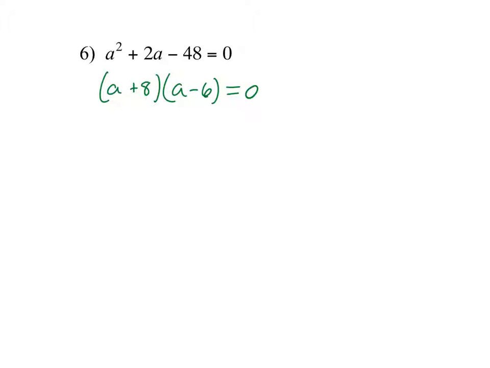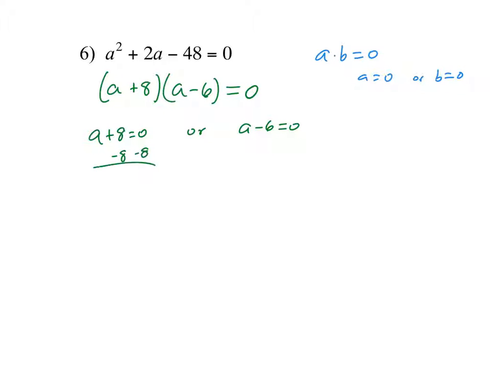Okay, two numbers here multiply and give you 48. You know that they have to be different signs because it's negative. But when you add them up, they're positive, so that means that it's 8 and 6. Now, the property of 0, right, says that if I have a times b equals 0, that means that a equals 0 or that b equals 0, right? So in this case, I'm going to find where a plus 8 equals 0 or where a minus 6 equals 0. So a equals negative 8, and a equals 6. So those are my two solutions.